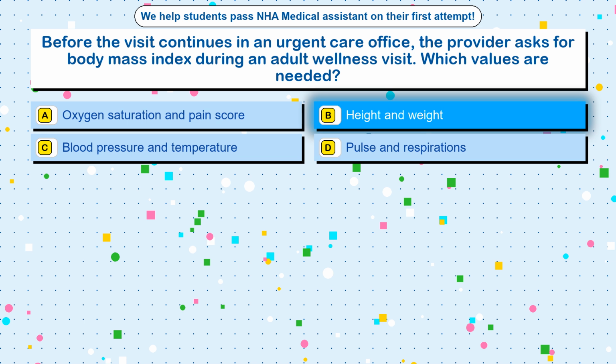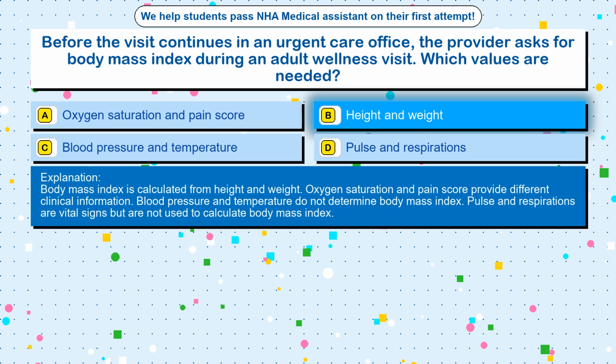Height and weight. Body mass index is calculated from height and weight. Oxygen saturation and pain score provide different clinical information. Blood pressure and temperature do not determine body mass index. Pulse and respirations are vital signs but are not used to calculate body mass index.